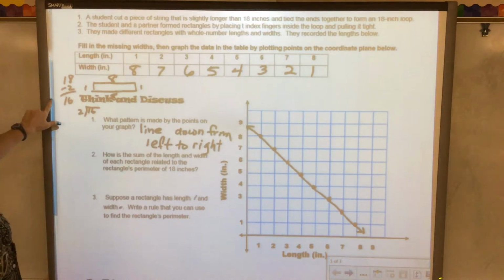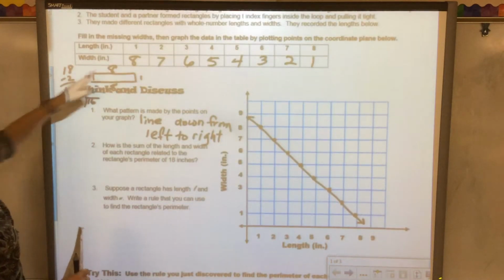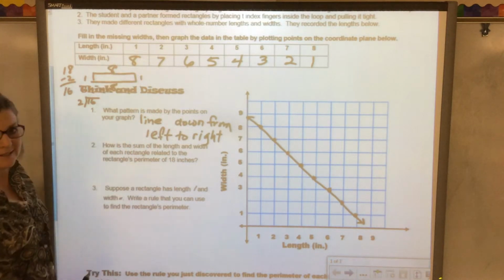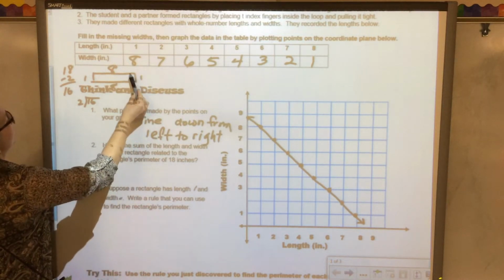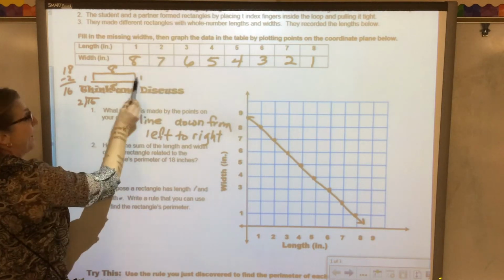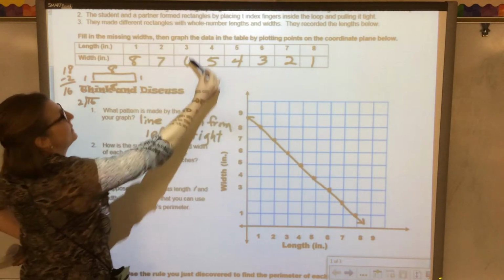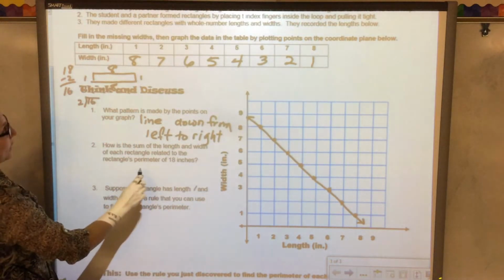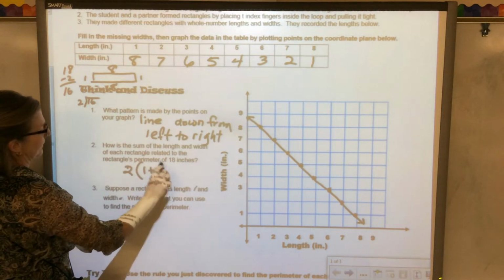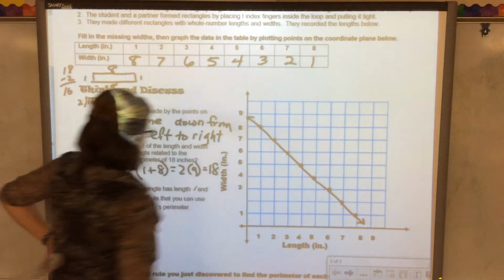So we're going to now look at how the sum of the length and width of each rectangle is related to its perimeter. If we come back here, we know that we have two sides that are 1 and two sides that are 8. If we add those two together, we get 9, and then if we double it, we get the 18. These two, you get 9, double it, and 18. So we can say that 2 times whatever numbers we have here, 1 plus 8, is going to be 2 times 9 equals 18. That's going to work for every pair of numbers down here.